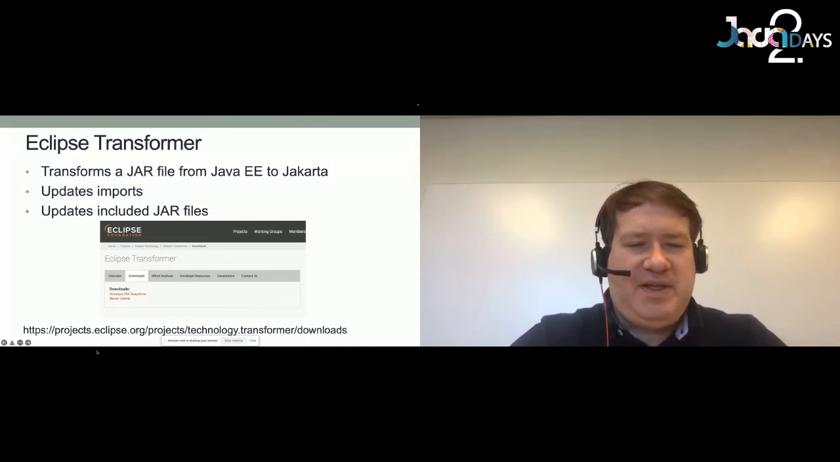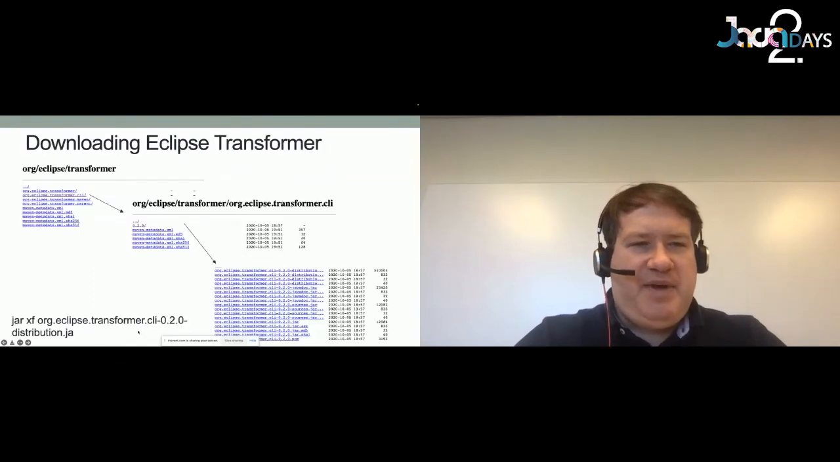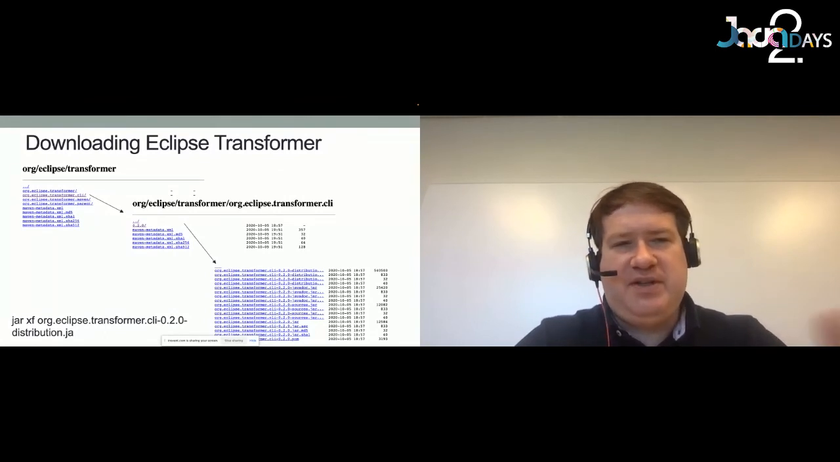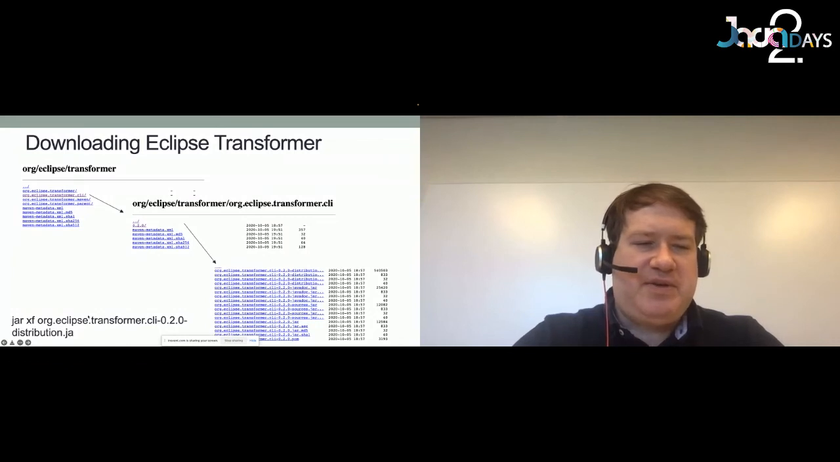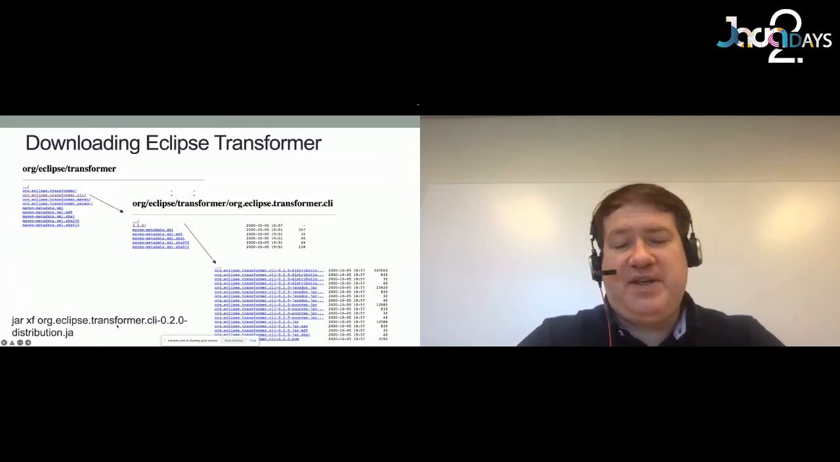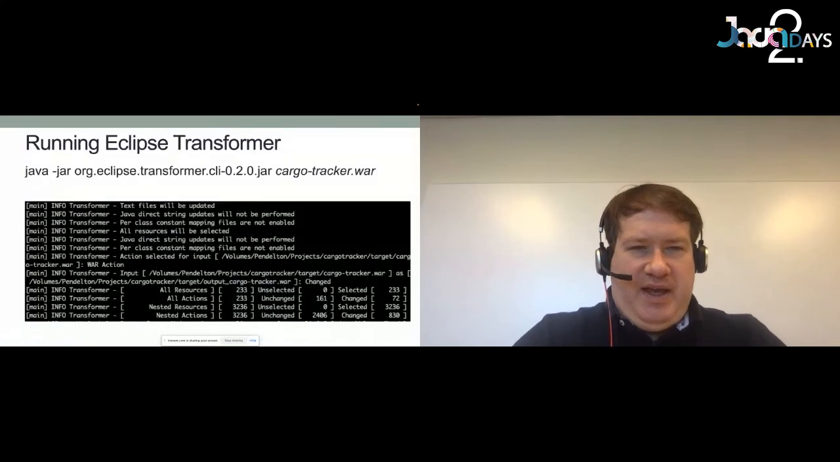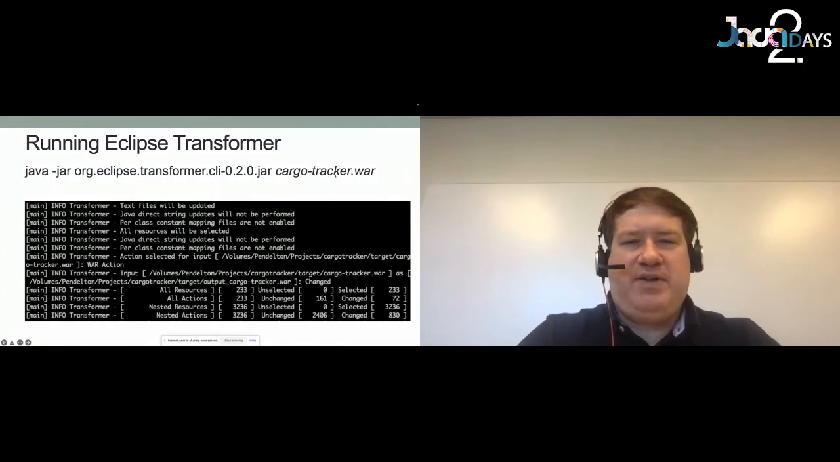You download it from the Eclipse project website. I found it a little tricky to get to it. You click on the link, it takes you to Maven Central, essentially. Then I had to drill down and get the distribution jar, the org.eclipse.transformer, then unzip it and run it. So in order to run it, you do java -jar, the transformer jar, and the war file that you want to transform. Run it on the war file.